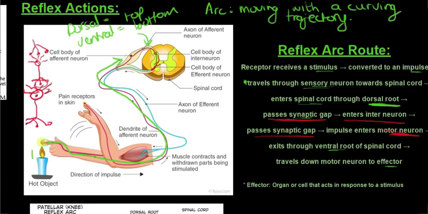Now the motor neuron is going to exit the spinal cord through the ventral root of the spinal cord, so this bottom exit. And then that impulse is going to travel down the motor neuron and towards the effector. What it's going to tell the effector organ, in this case a muscle, is to contract and withdraw the part being stimulated. So then you're going to have that upwards jerk of the hand.